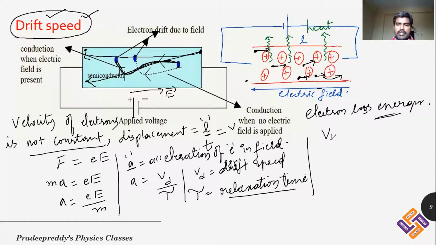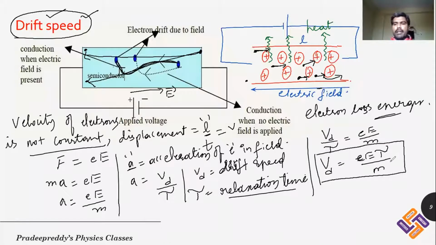You can write it as Vd divided by tau is equal to eE divided by m, and drift speed is equal to eE tau divided by m. This is the equation for drift speed of the electron in terms of relaxation time, mass of the electron, electric field, and charge of the electron. e is the charge of the electron, capital E is the electric field, tau is relaxation time, m is the mass of the electron. This is the equation for drift speed.